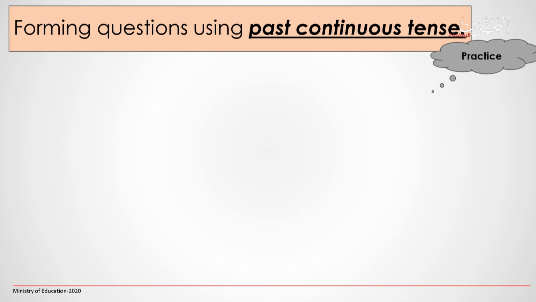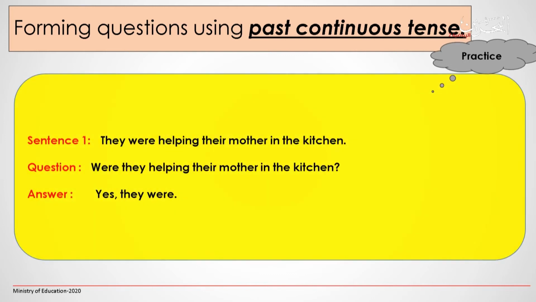Let's practice together. Sentence 1. They were helping their mother in the kitchen. Now, if we are going to form questions, we are going to exchange they and were. In the question, we are going to say, were they helping their mother in the kitchen? The answer, yes, they were.